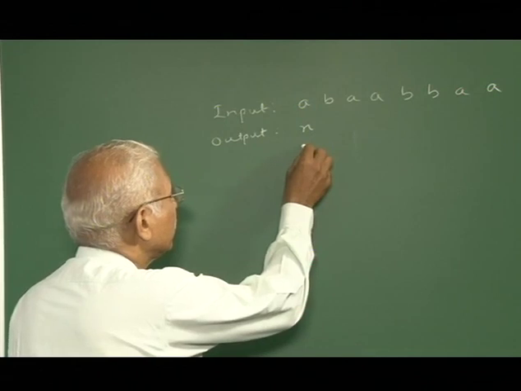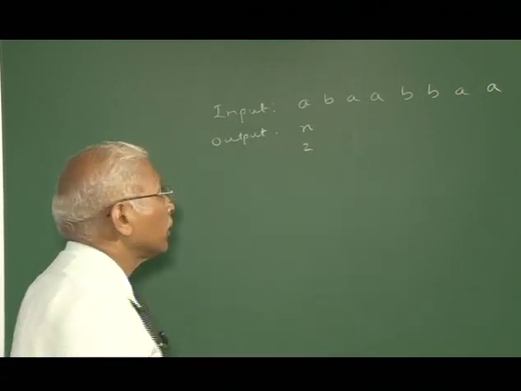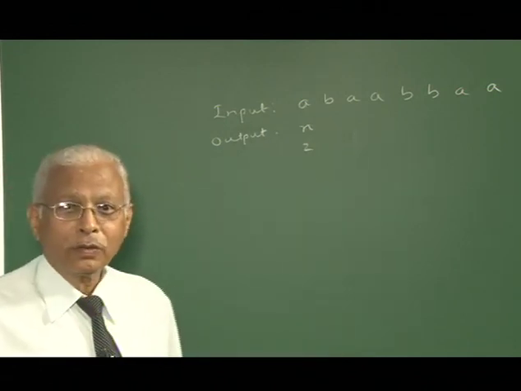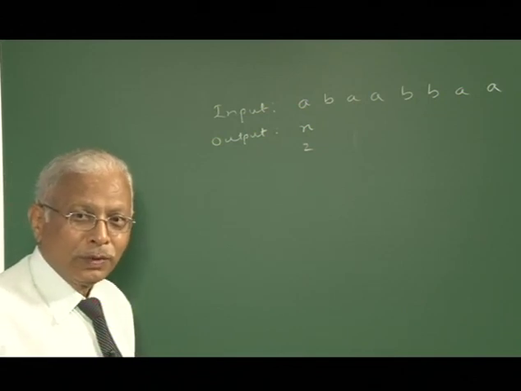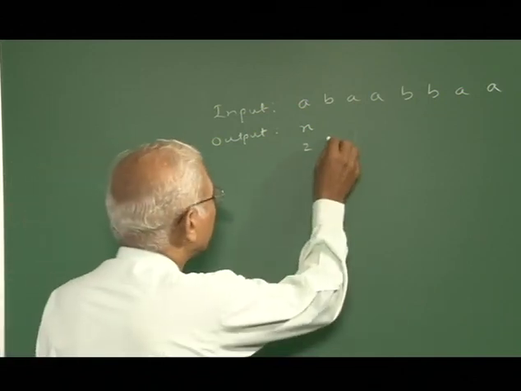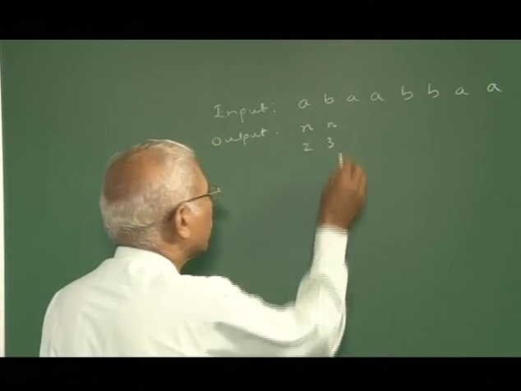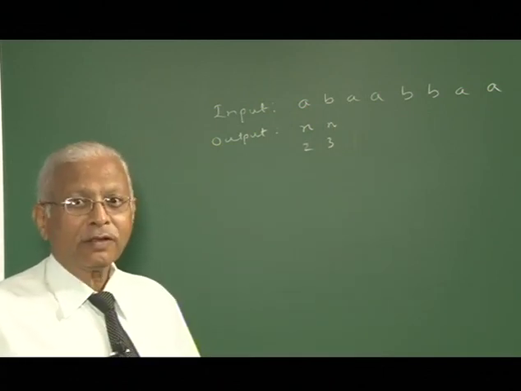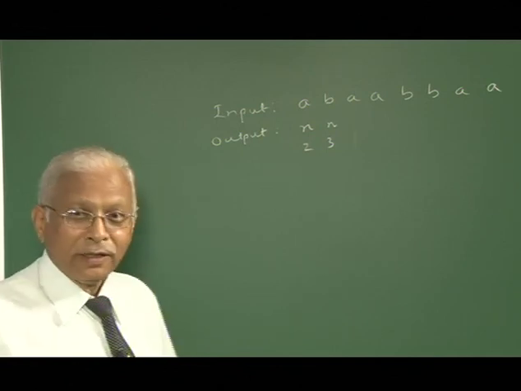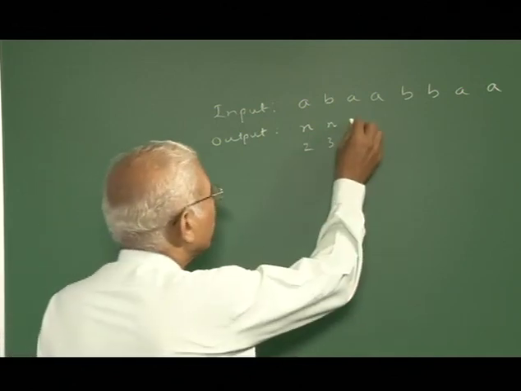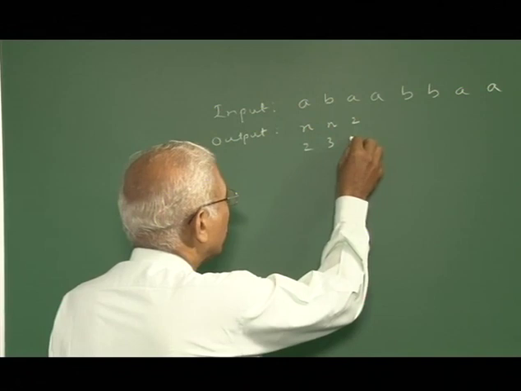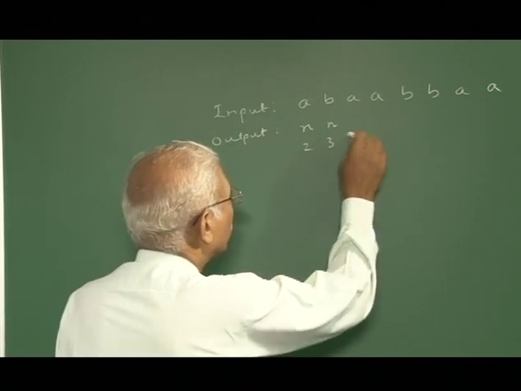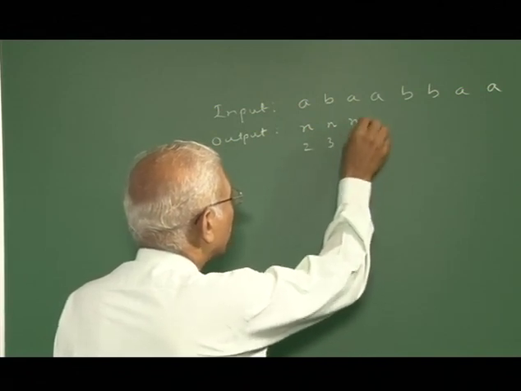So, on A, it will go to 2. State 2 on B will go to state 3, and again the output will be n. Then when you are in the third state, if you have A, it will go to 2 and again the output will be n.